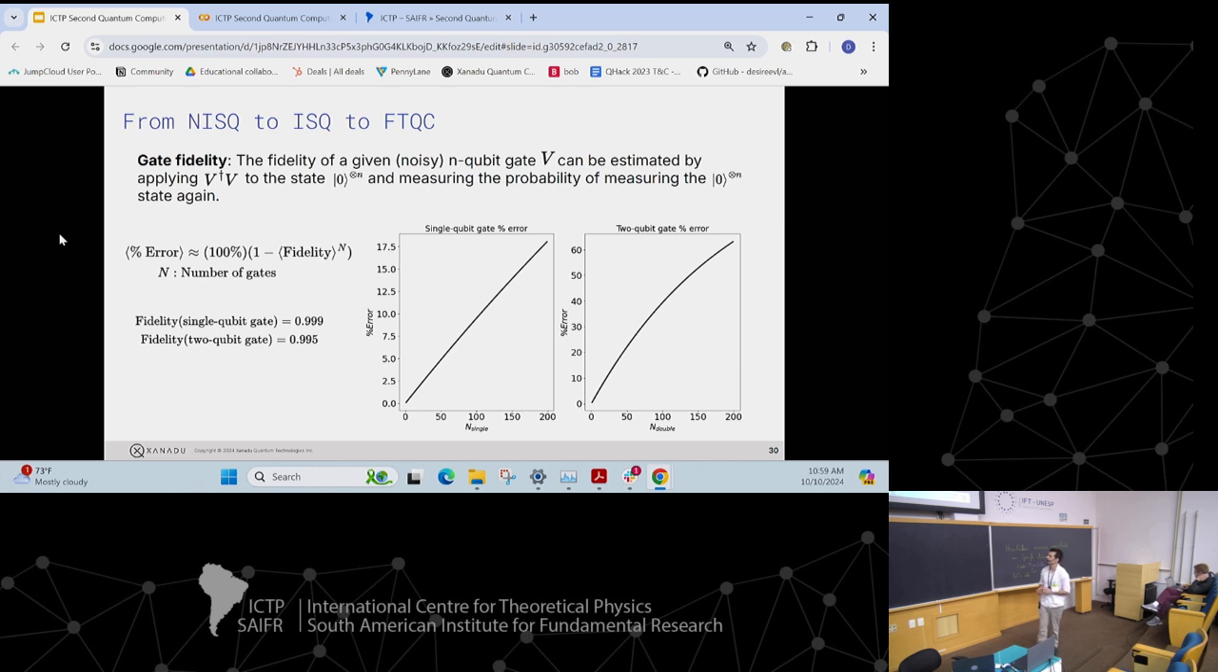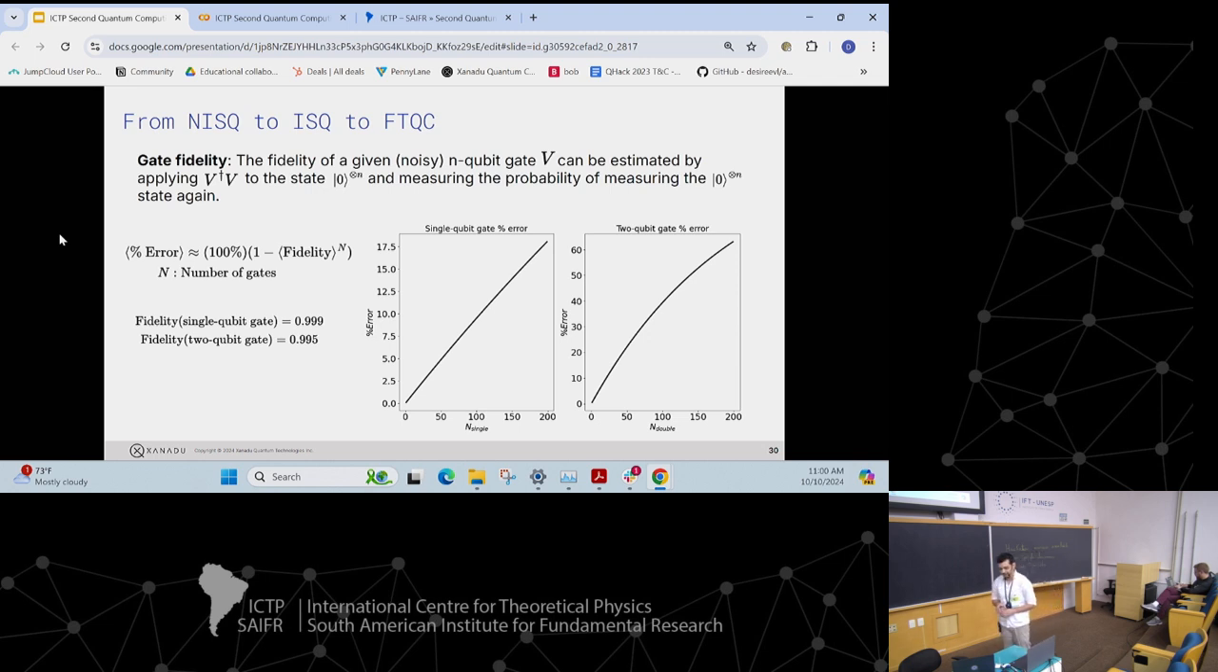It gets even worse for 2 qubit gates. 2 qubit gate fidelities are typically worse than single qubit gate fidelities. In this example, I haven't taken them to be too much worse, but you can already see that when you get to 200 2 qubit gates, so 200 CNOT gates, for example, you're already making an error of 60%, which probably in every application is far too big to be of use.